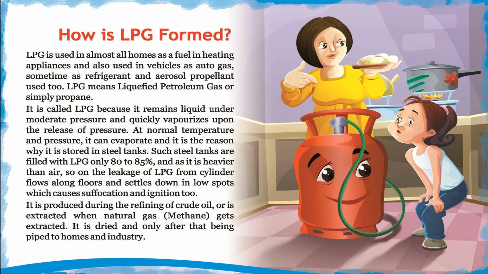Such steel tanks are filled with LPG only 80 to 85%, and as it is heavier than air, on leakage from the cylinder it flows along floors and settles down in low spots, which causes suffocation and ignition too. It is produced during the refining of crude oil or is extracted when natural gas methane gets extracted. It is dried and only after that piped to homes and industry.